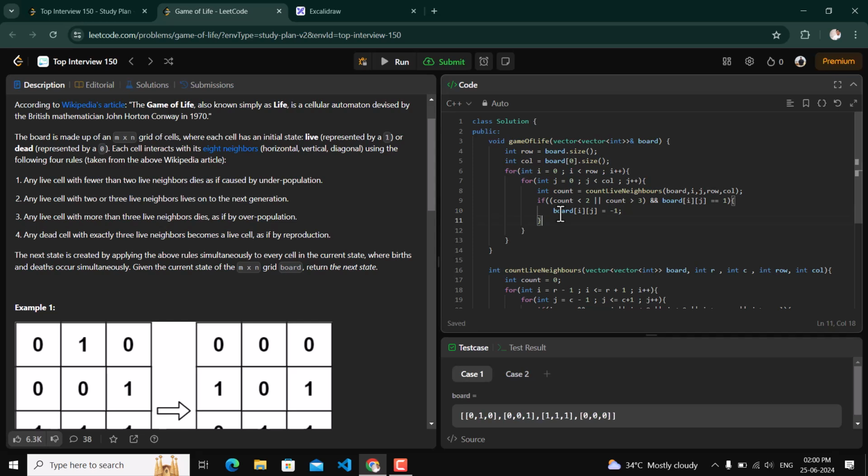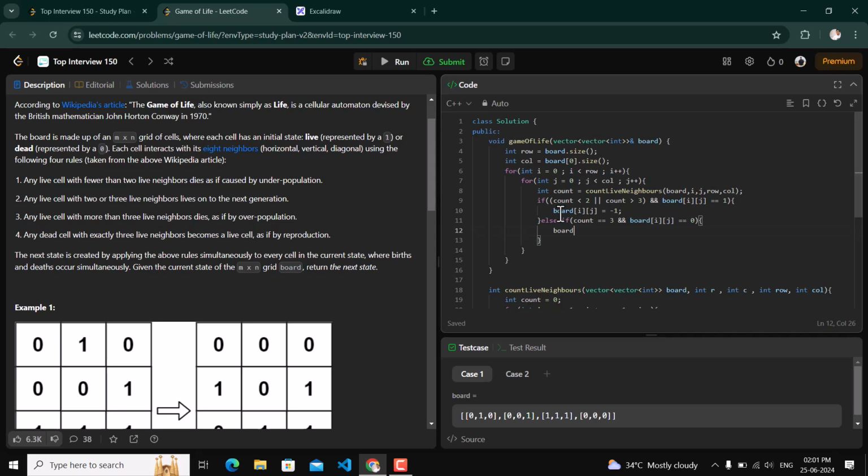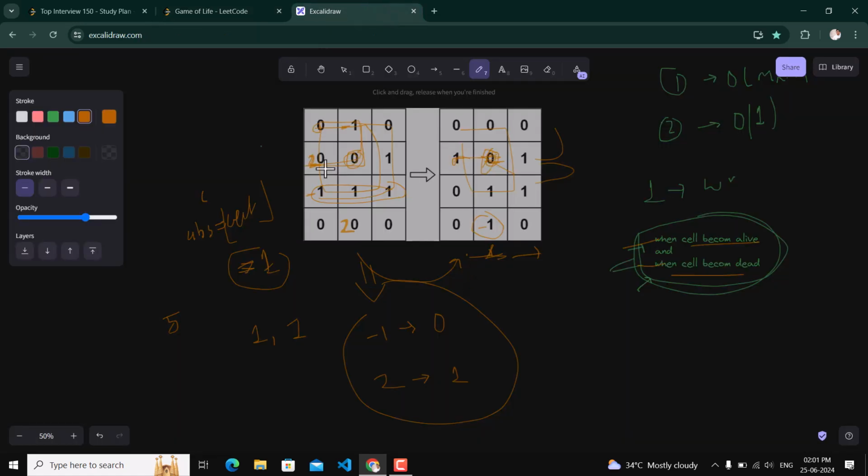Okay, and else if, we have to take care of reproduction, the fourth rule. So if count is equal to 3 and board of i comma j is equal to 0, then we will make it any value other than -1, 1 and 0. So for now we will make it 2. Board of i comma j is equal to 2.